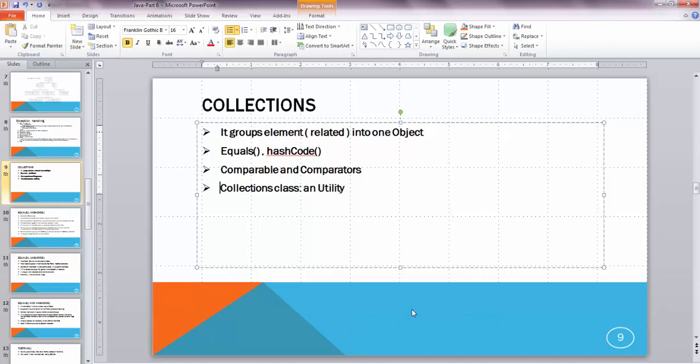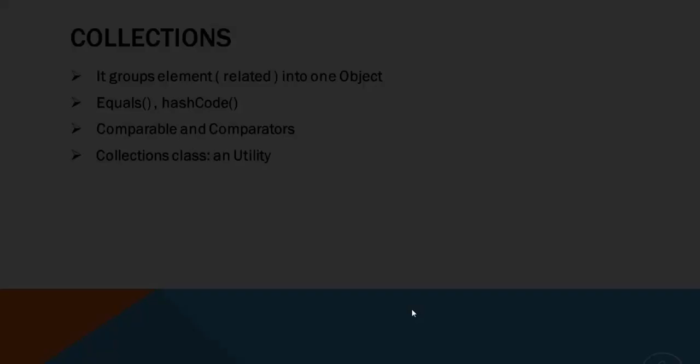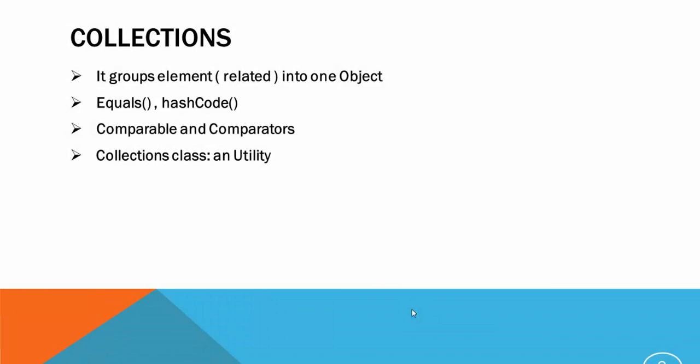Collections. Collections in Java. What is a collection? A collection is basically a group of related elements in one object. So grouping the elements into one object is called a collection.